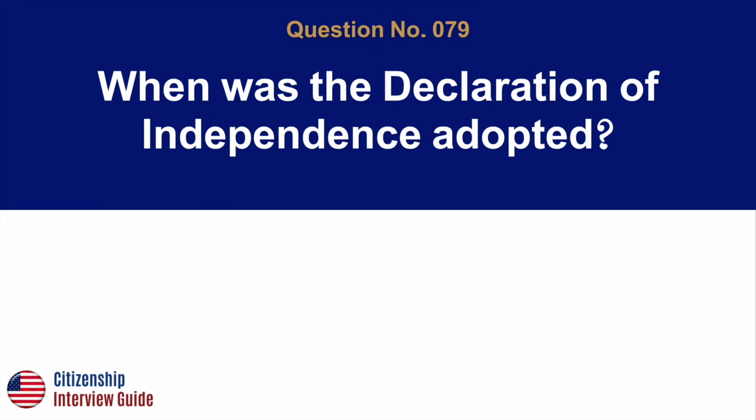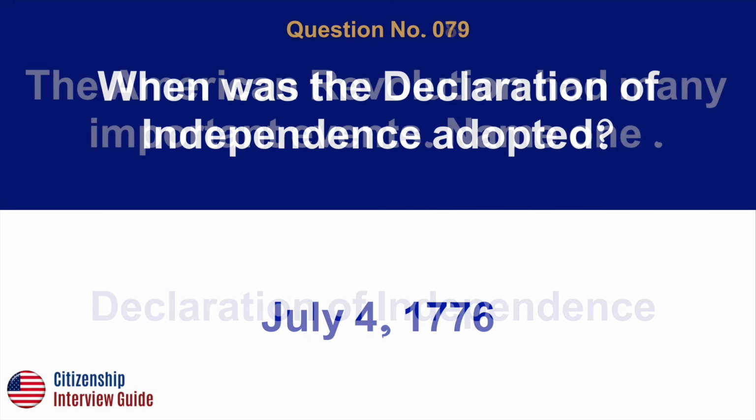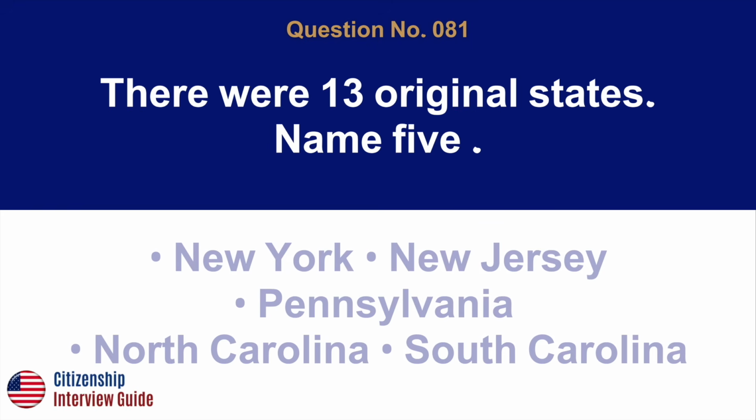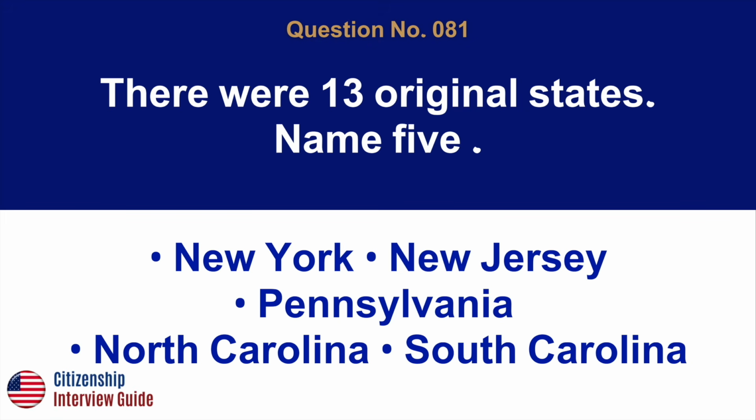When was the Declaration of Independence adopted? July 4th, 1776. There were 13 original states. Name 5. New York, New Jersey, Pennsylvania, North Carolina, South Carolina.